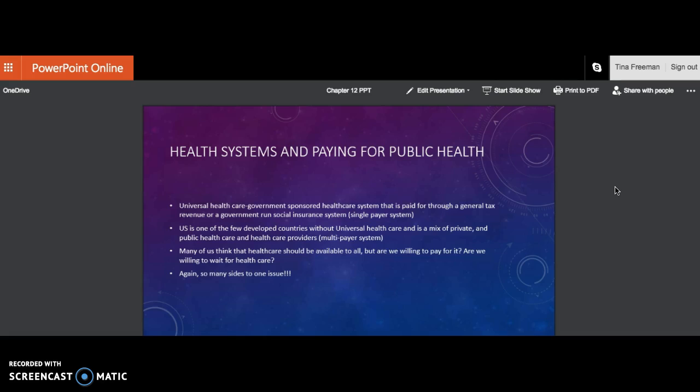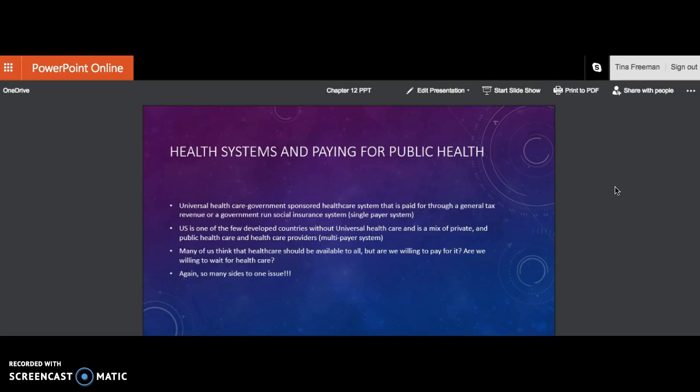Now the government may get that money by taxing individuals, or it may be a social insurance program as mentioned, but the key point is it is a single payer program. In contrast, the U.S. is a multi-payer system.